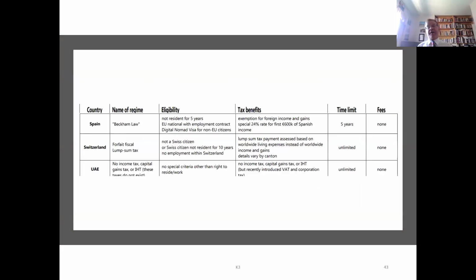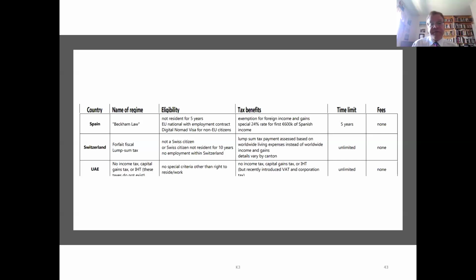Spain has something nicknamed the Beckham Law, because it was introduced about the time that David Beckham was transferred from Manchester United to Real Madrid. Oh, for somebody as talented as Beckham in our current England team.